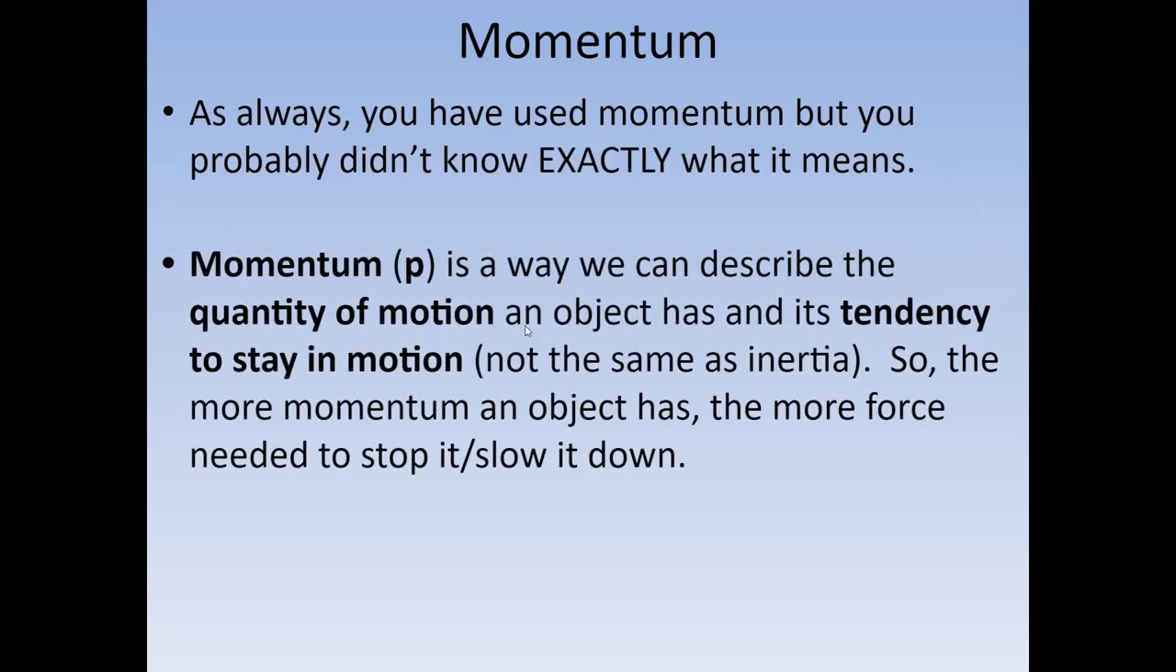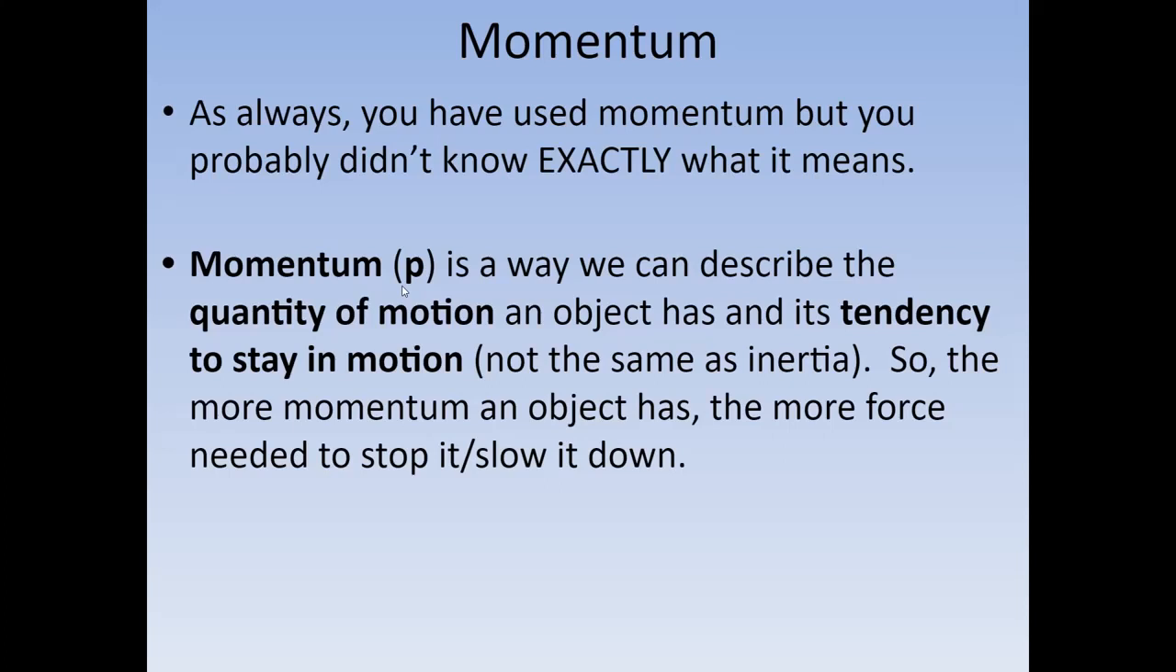So, momentum, which I should point out, is represented through equations with a little p. Why is it represented by a little p? I don't know. But it's not represented by an m because that's mass. So momentum is little p. And don't capitalize it because if you capitalize it, technically that becomes power. So momentum, little p, is a way we could describe the quantity of motion an object has and its tendency to stay in motion. Now, if you pay attention to the way that I phrase that, you may notice that that actually sounds very similar to the definition of inertia.